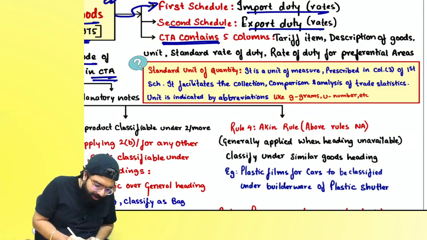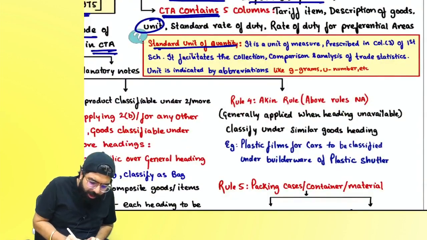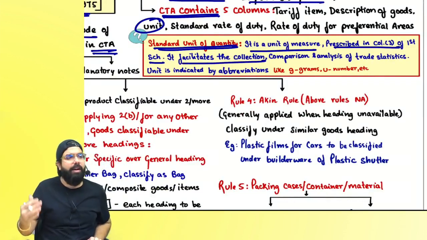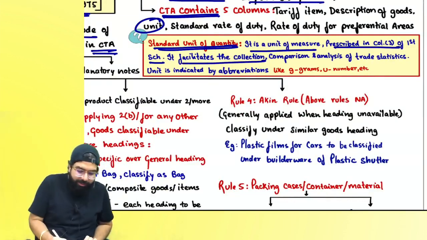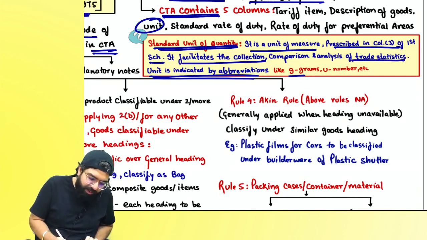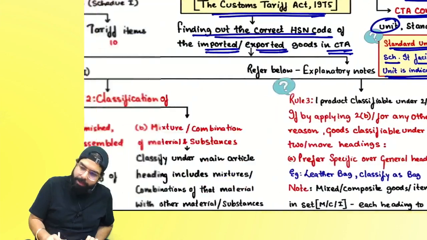Sir, what do you mean by this? Units. Unit means standard unit of quantity. It's a unit of measure which is prescribed in column number 3 of the first schedule. It facilitates collection, comparison and analysis of trade statistics. Unit is indicated by abbreviation, which is G for grams, U for numbers, etc.